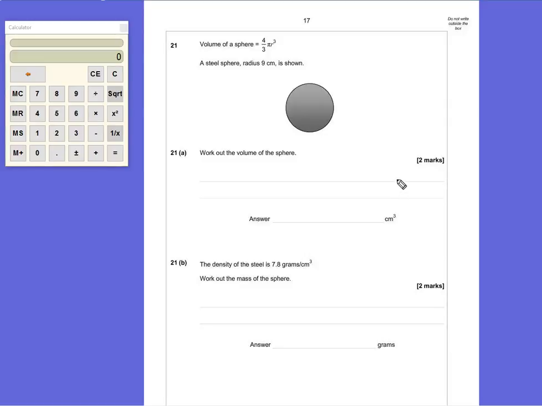Question 21. Volume of a sphere is equal to 4/3 pi times the radius cubed. A steel sphere with radius 9 centimeters is shown. Work out the volume of the sphere.